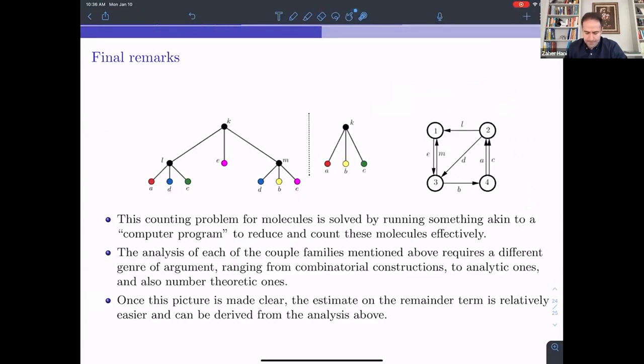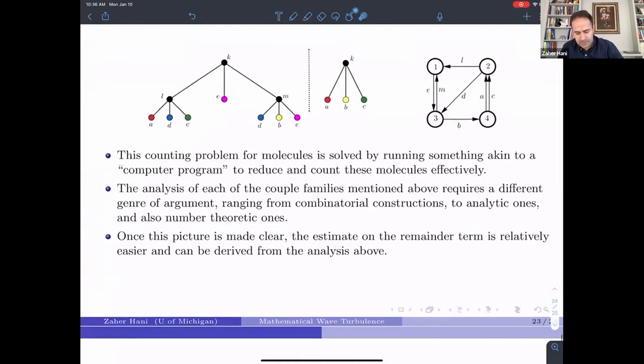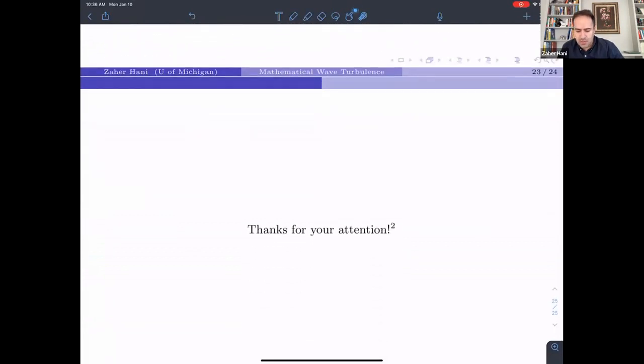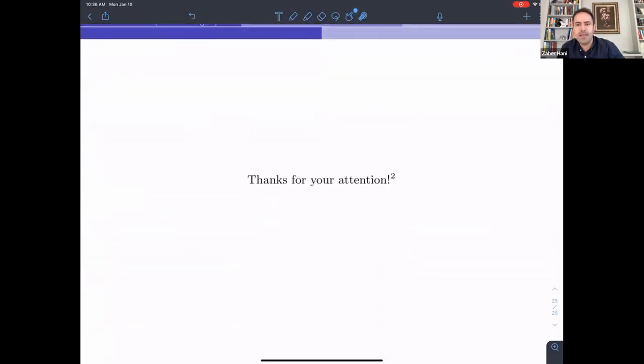So finally, once this picture is made clear for the iterates, there's still the remainder term, but the estimate on the remainder term is relatively easier once you know how to estimate the iterates, and actually it can be derived from the analysis of the iterates as above. I don't have time to discuss that. So I will stop here, and thank you for your attention.